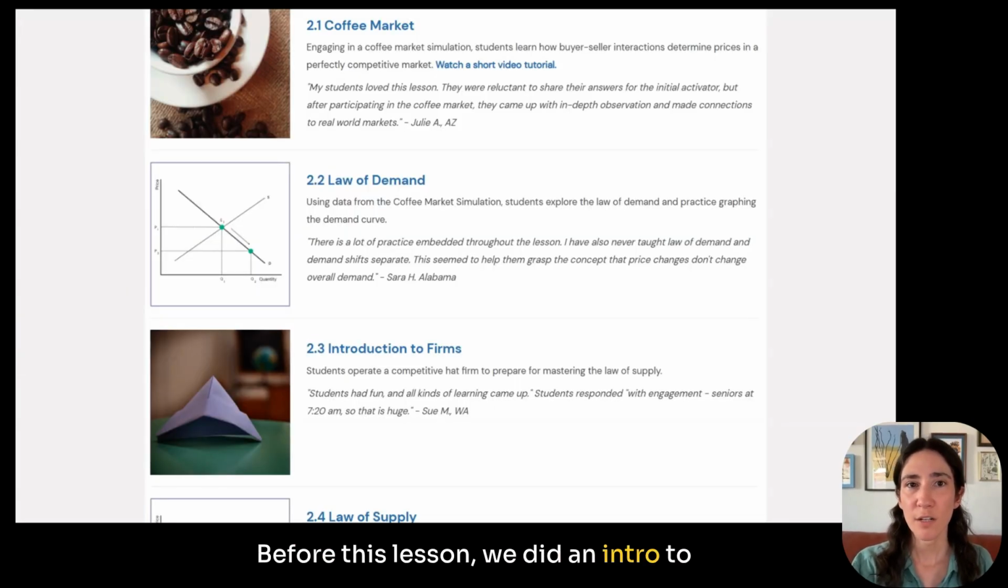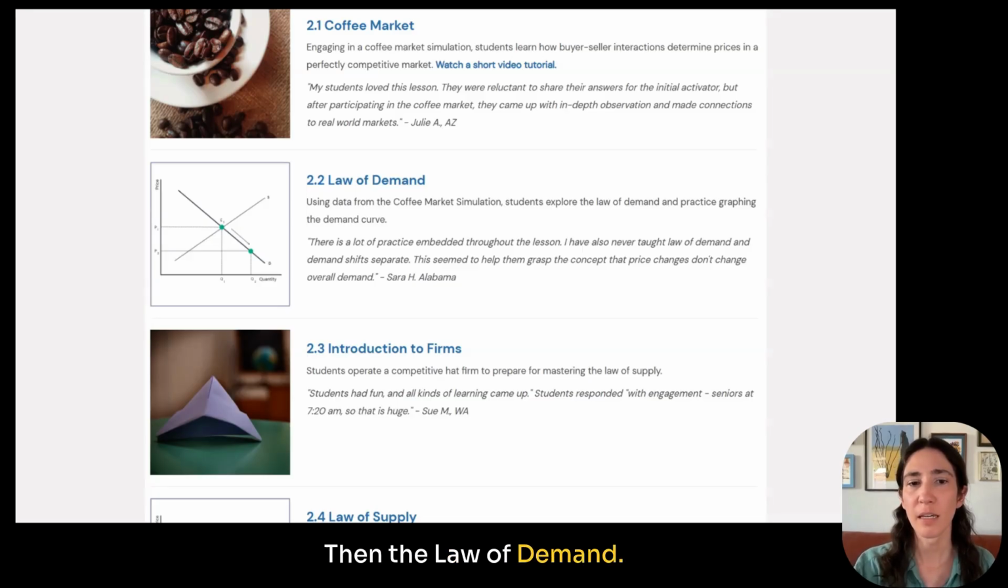Before this lesson, we did an intro to markets with a coffee market simulation, then the law of demand. Of course, we'll do the introduction to firms here, and that'll set us up for law of supply next.